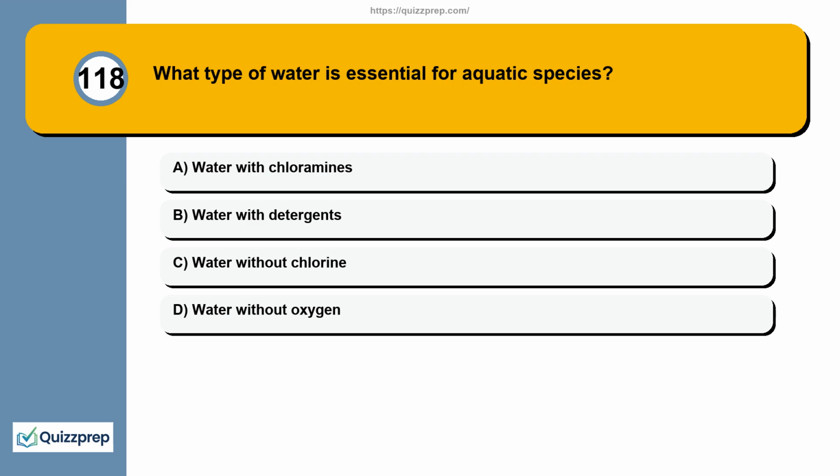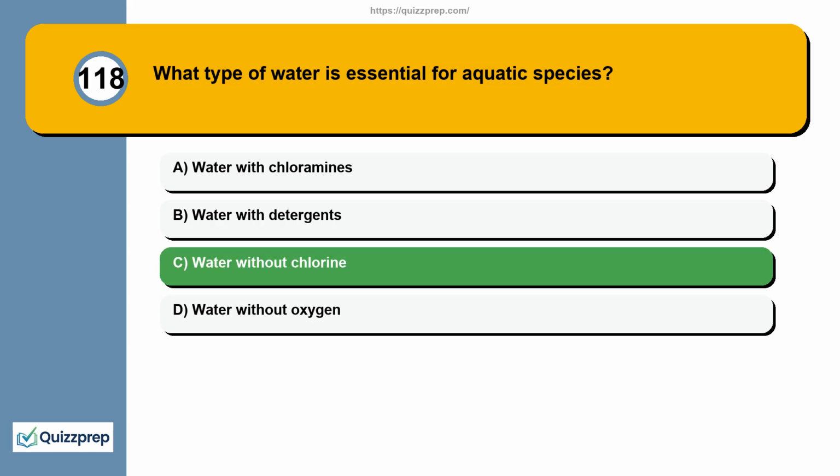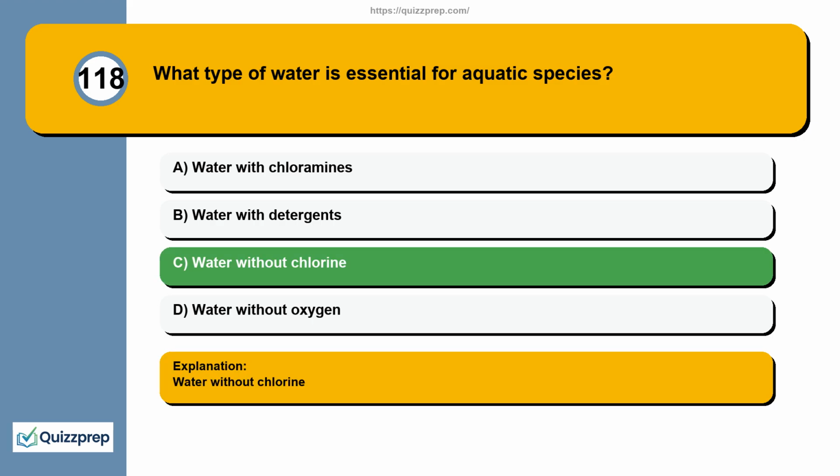Question 118. What type of water is essential for aquatic species? Option A, water with chloramines. Option B, water with detergents. Option C, water without chlorine. Option D, water without oxygen. The correct answer is option C, water without chlorine.